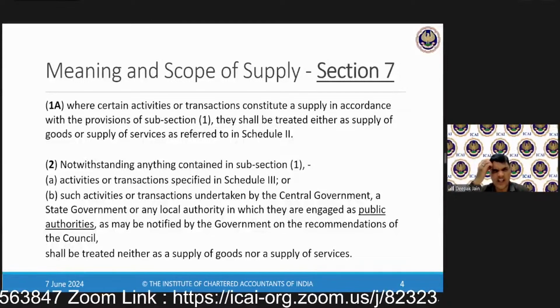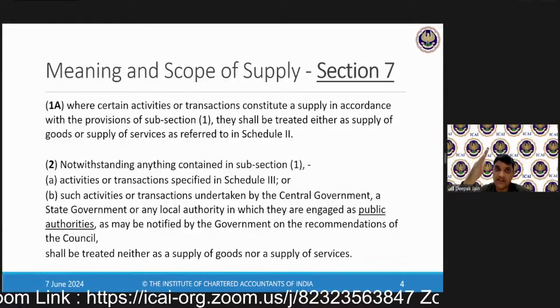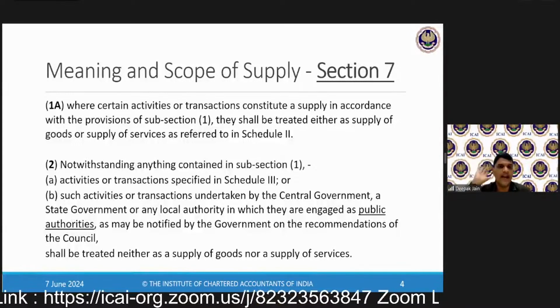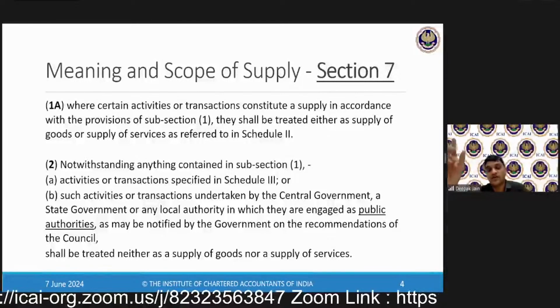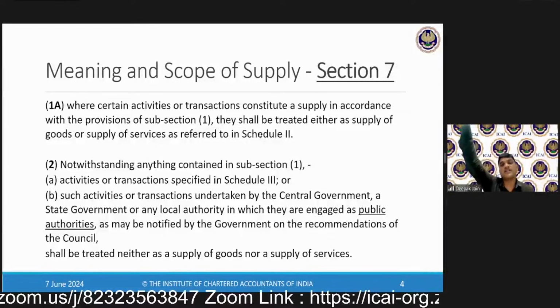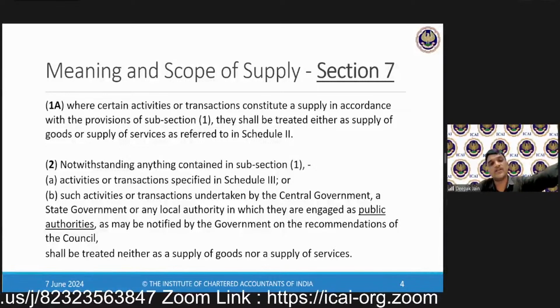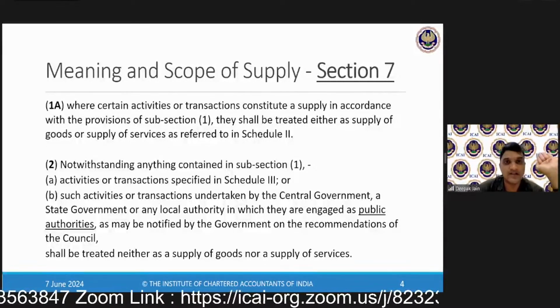What is 7(1)(a) saying? That once you categorize something under 7 subsection 1 as a supply, then it should either be treated as a supply of goods or treated as a supply of services. Not that once it is covered in the definition of supply, everything is goods or everything is services, you cannot decide that.